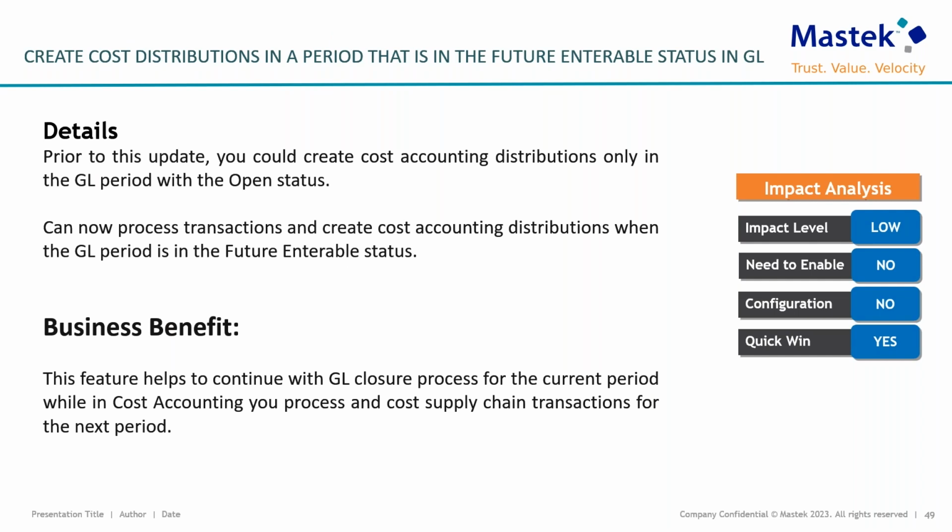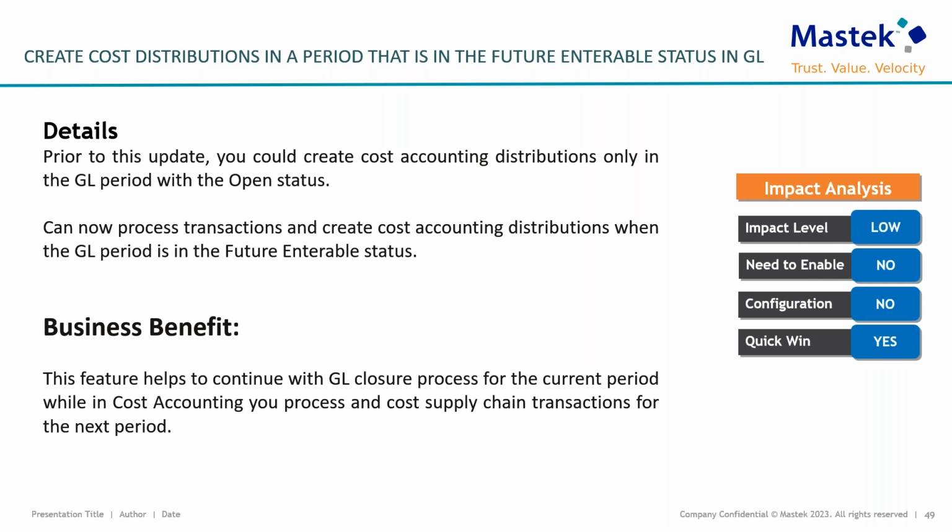Now, next one is create cost accounting distribution in a period that is in the future enterable status in GL. So we can now process the transaction and create accounting distribution when the GL period is in the future enterable status. This helps us to continue with our GL closure process for the current period, while in cost accounting we process a cost supply chain transaction for the next period.